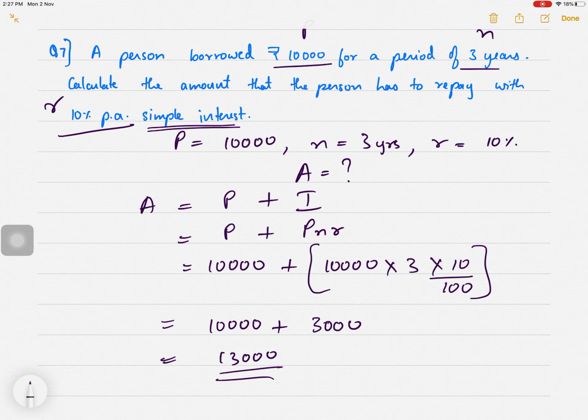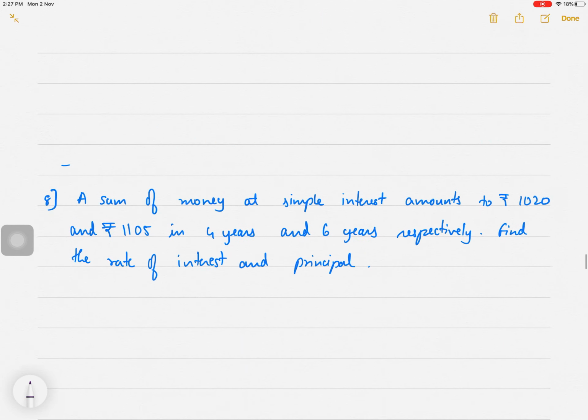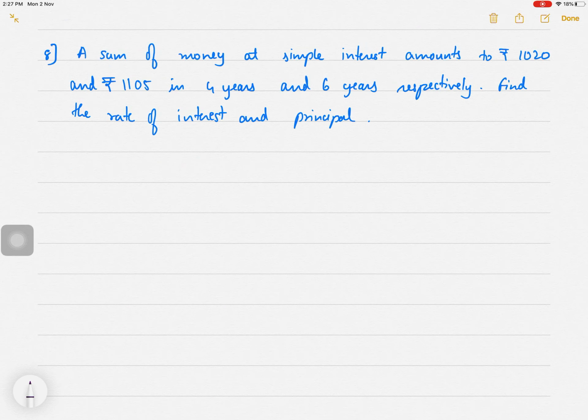Now let's see the next question. A sum of money at simple interest amounts to 1020 and 1105 in 4 years and 6 years respectively. Find the rate of interest and the principal. Okay, principal is not given, but they have given that after 4 years amount becomes 1020 and after 6 years amount becomes 1105. Okay, so you know the amount, right?